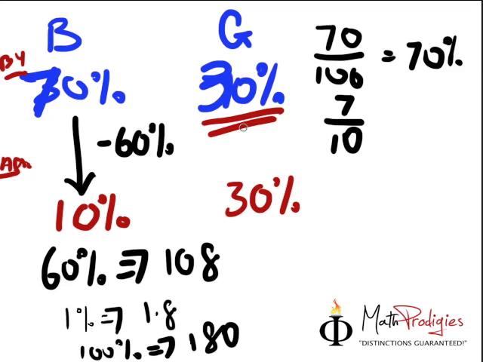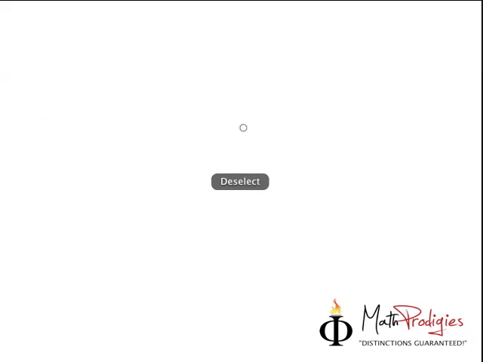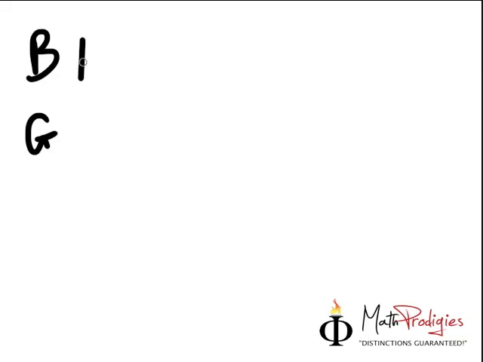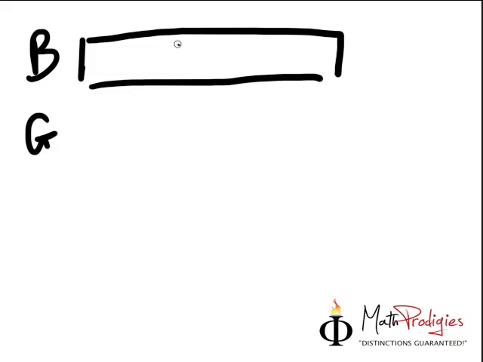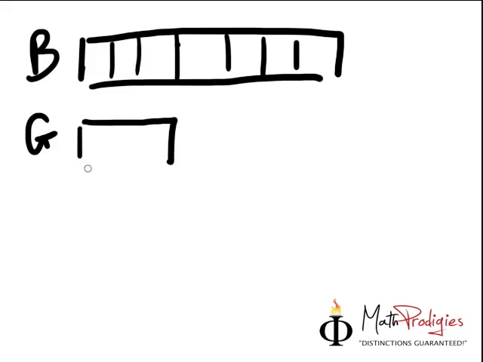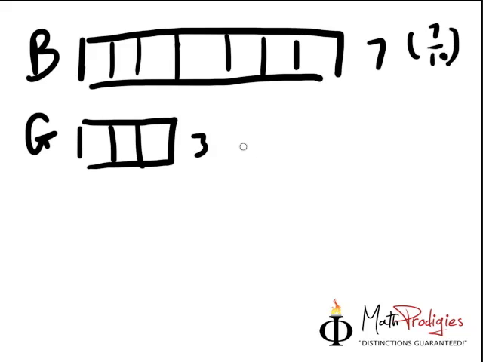So if you want to draw that in the format of models, what you would do is say 7 units were boys. 7 units of boys, so 1, 2, 3, 4, 5, 6, 7. Sorry, not very accurate. And 3 units out of this are girls. So let's check: 7 out of 10 units and 3 out of 10 units.